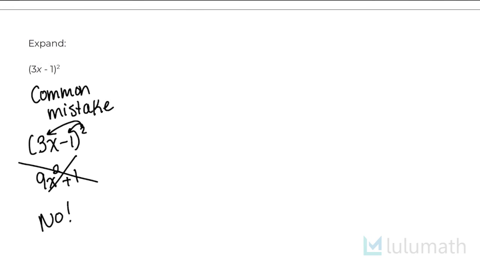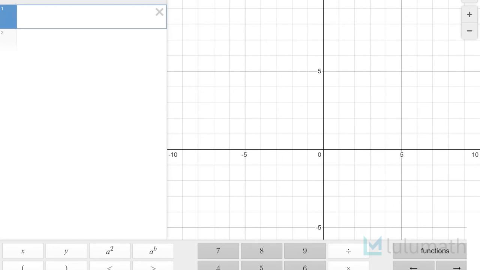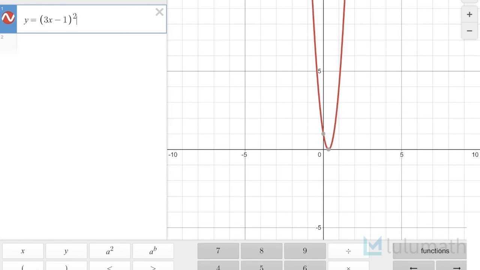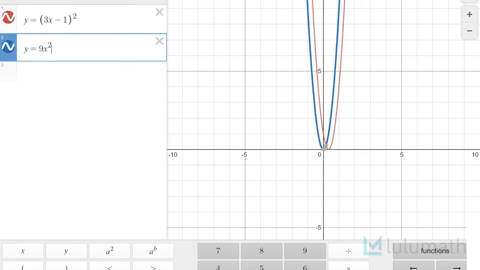So what I want to do is graph out a parabola that would say y equals the quantity 3x minus 1 squared. And I want to graph out y equals 9x squared plus 1. And if these two expressions were equivalent to each other, then our graphs would look identical. So let's go ahead and do that. Y equals, I'm going to put in brackets 3x minus 1, close my brackets, and then I'm going to square it. And then for the other answer that we got, 9x squared plus 1.